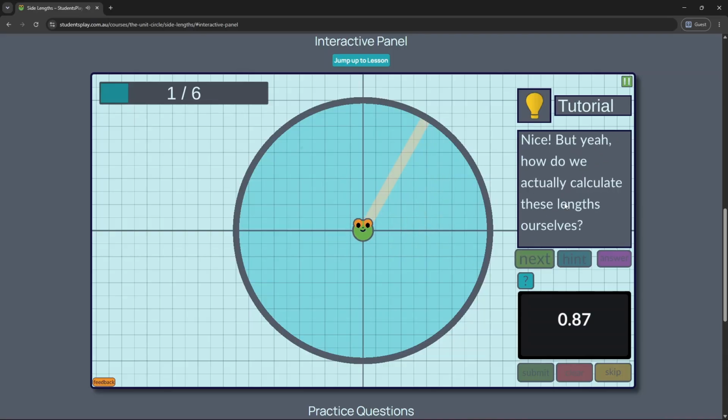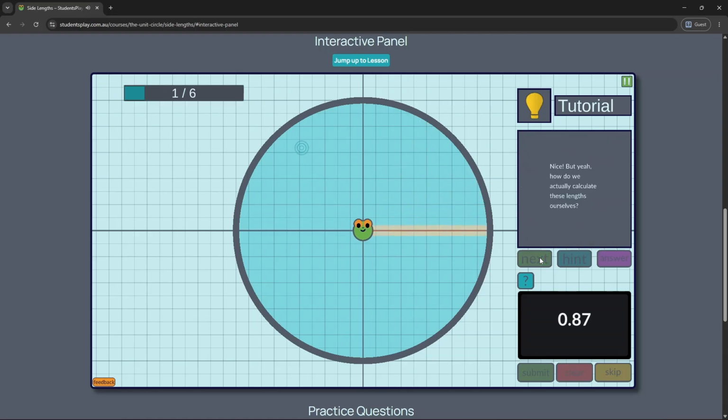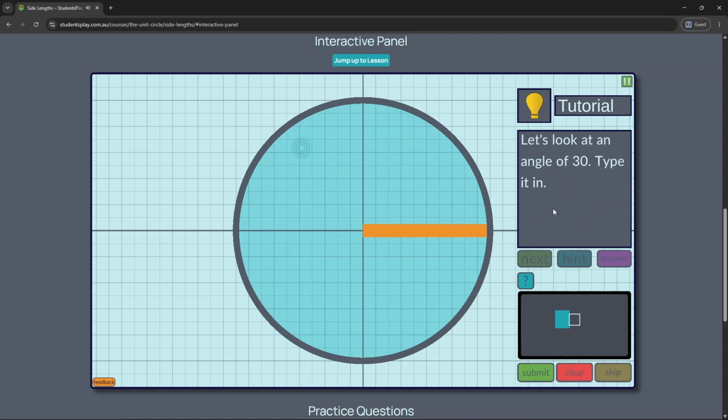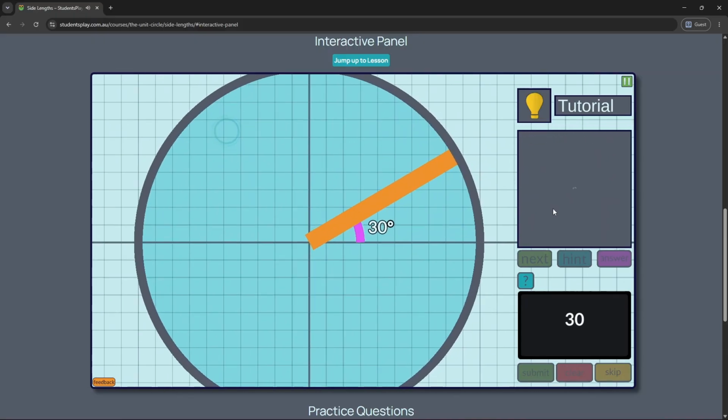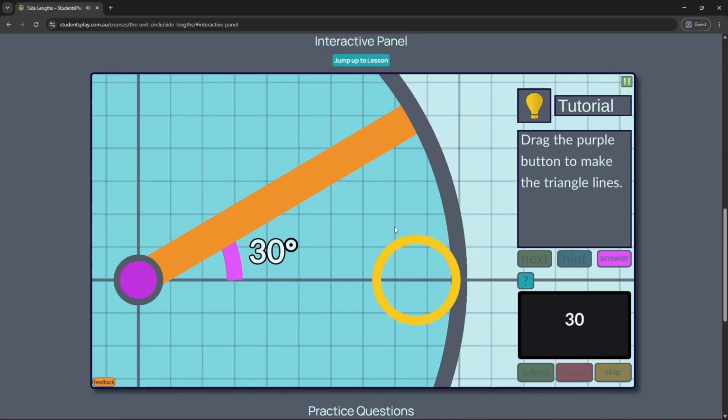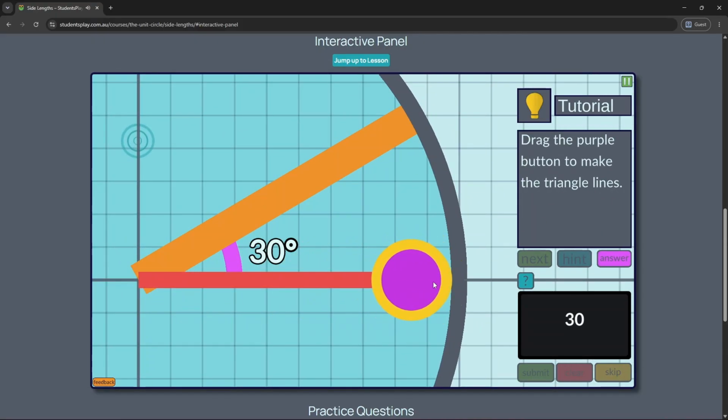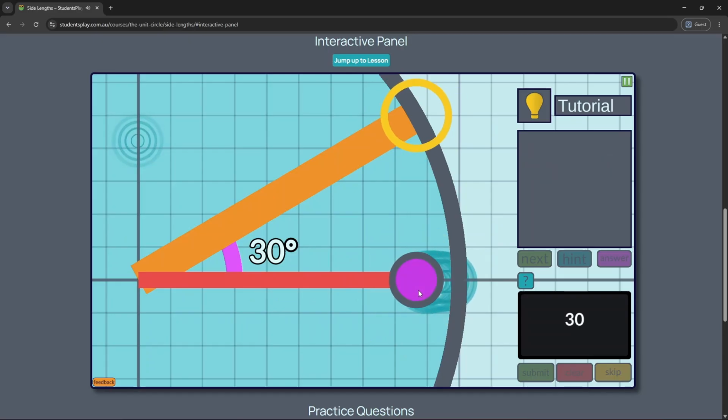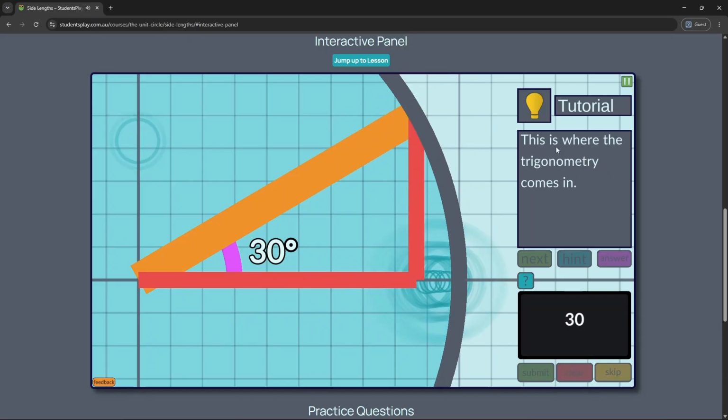Nice, but yeah, how do we actually calculate these lengths ourselves? Let's look at an angle of 30. Type it in. Drag the purple button to make the triangle lines. And then drag it up. Okay. This is where the trigonometry comes in. Because the first line goes straight side to side, and the second one goes straight up and down, these triangles are all going to be right angle triangles.